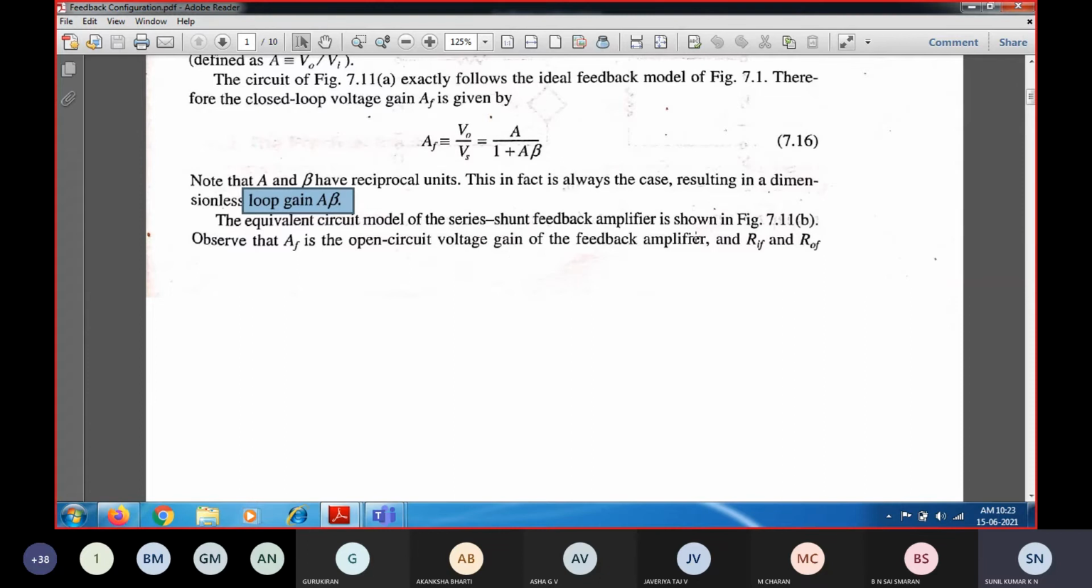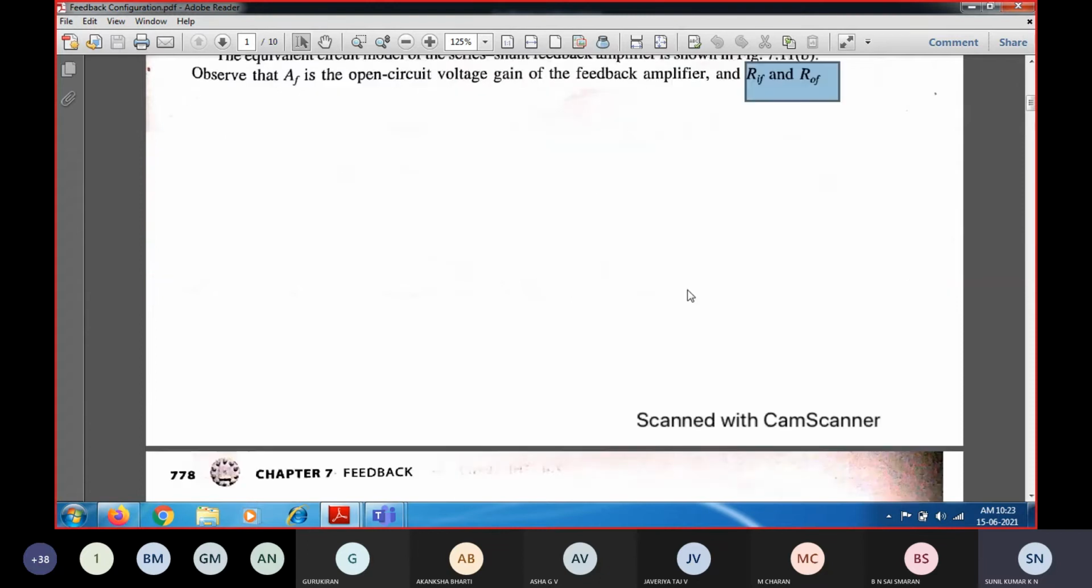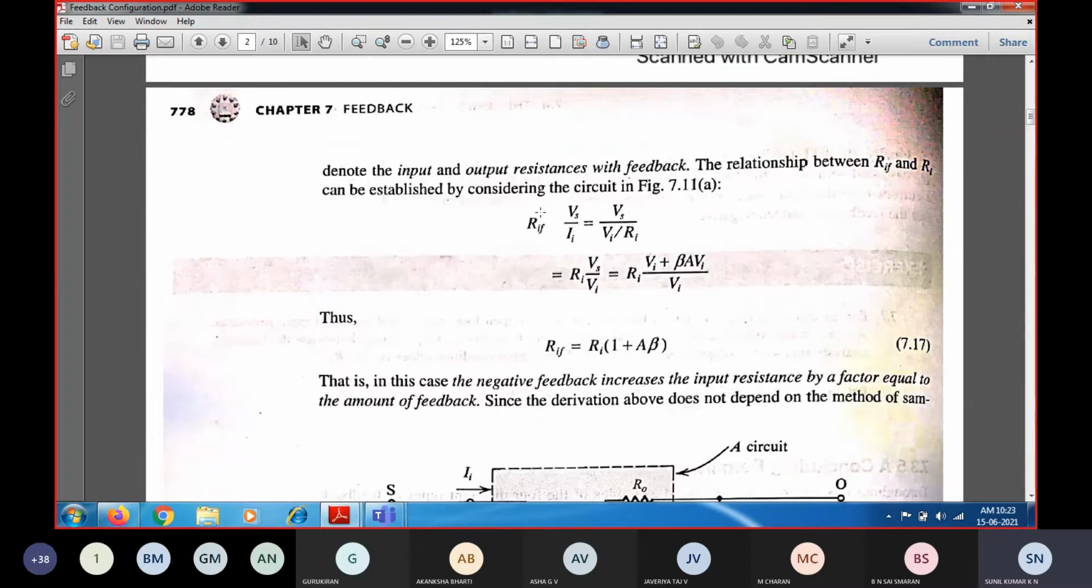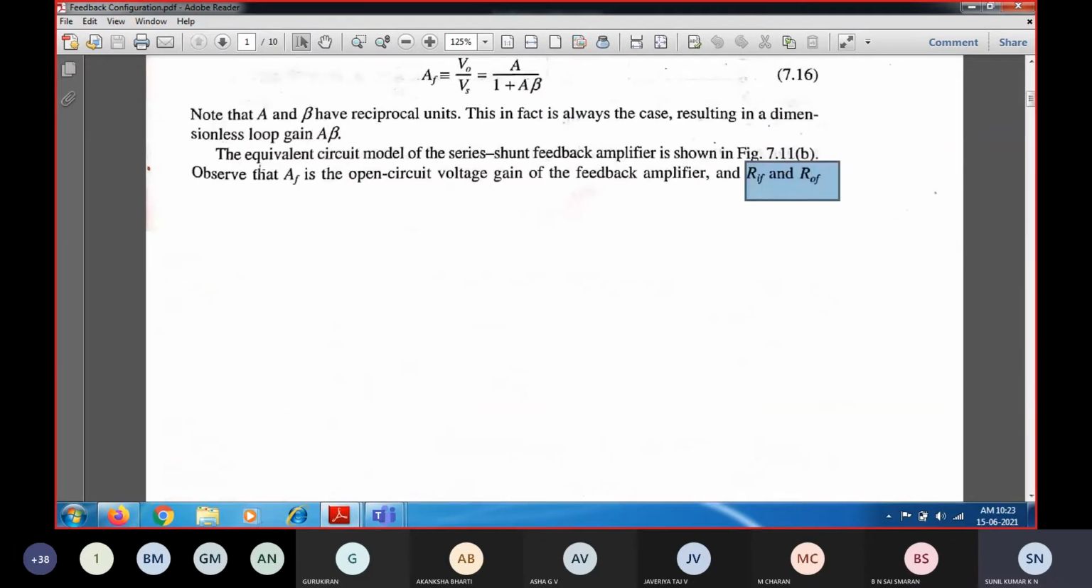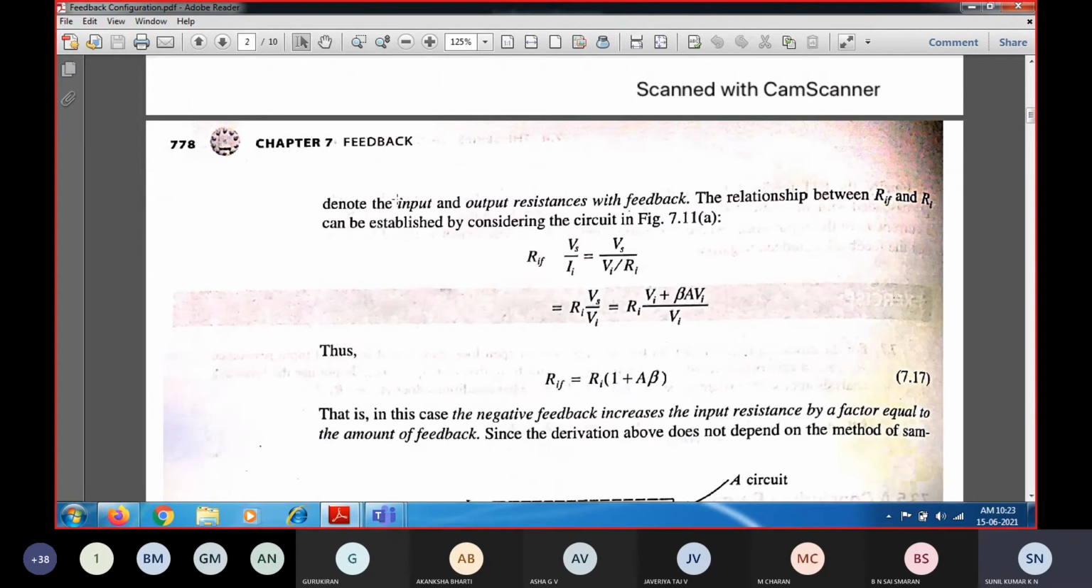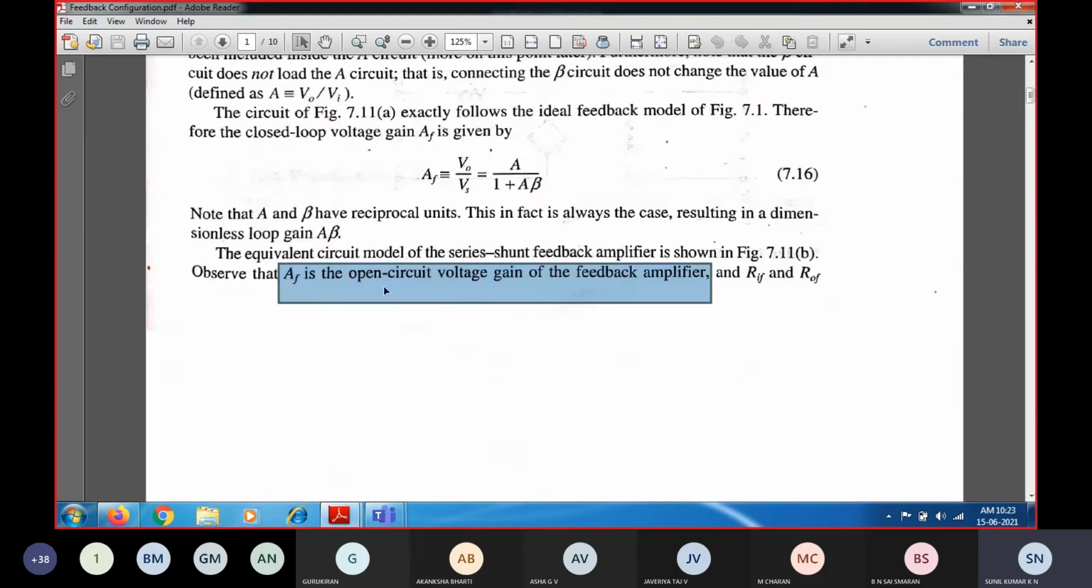And now, in the equivalent circuit we have seen that we have to include input and output resistance with feedback, and we are going to find out the input resistance now, on employing the negative feedback. So observe that AF is the open circuit voltage gain of the feedback amplifier, and RIF as well as ROF denote the input and output resistance with feedback. Here they have just written it wrong, but it is correct: it is the open circuit voltage gain AF of the feedback amplifier.